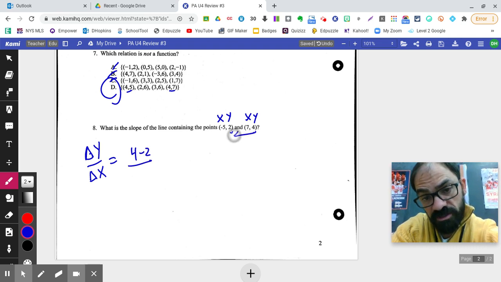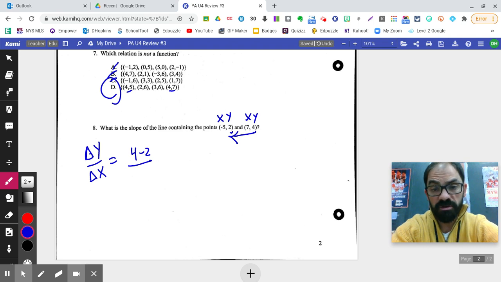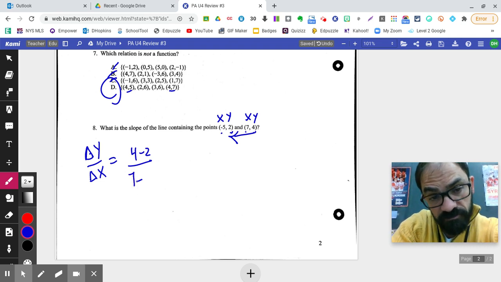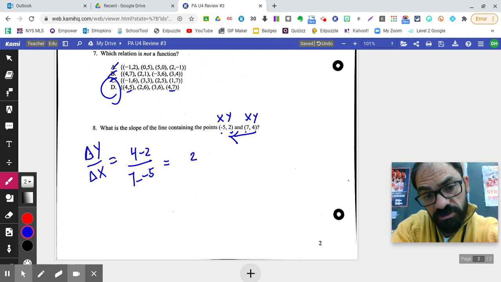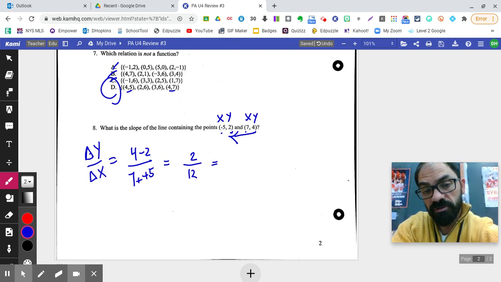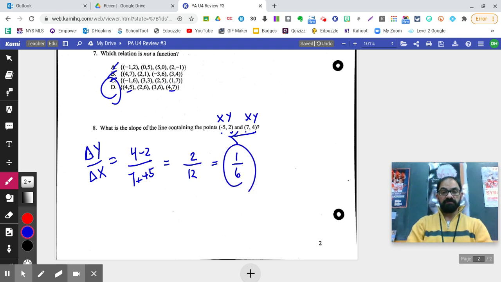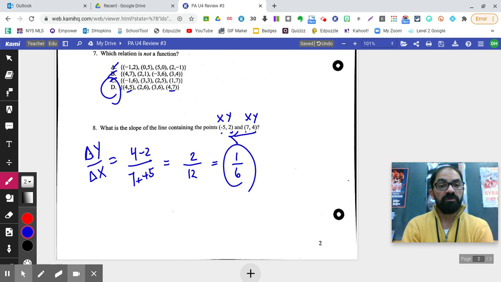Since I'm subtracting this way, 4 minus 2, I have to subtract the same order with my x values. So 7 minus negative 5. So 4 minus 2 is 2. 7 minus negative 5. When I minus a negative, it's plus a positive. So that's over 12, and that reduces to 1 over 6. That is slope formula.